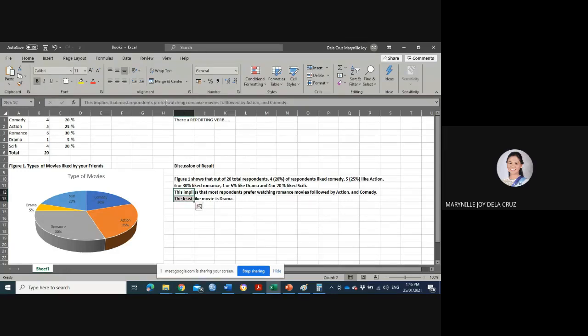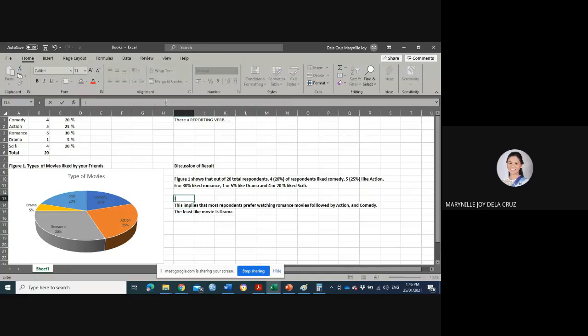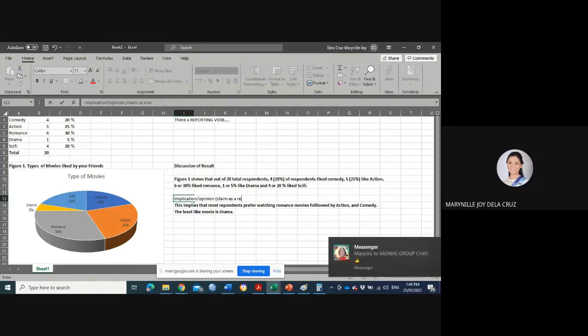When you are talking about implies, this is your own opinion about the result. That is your claim as a researcher.